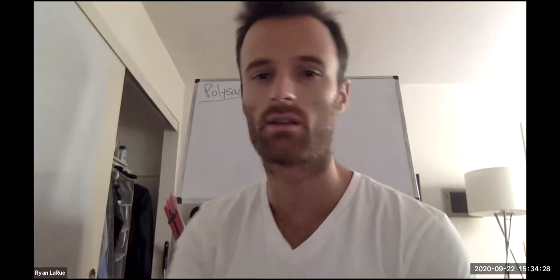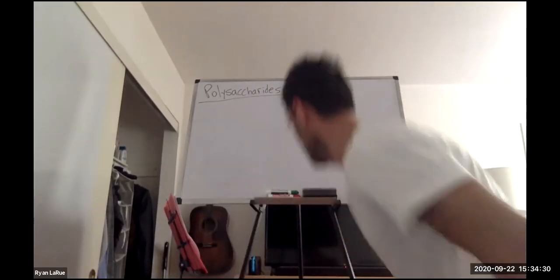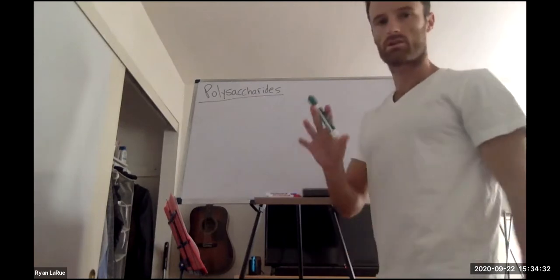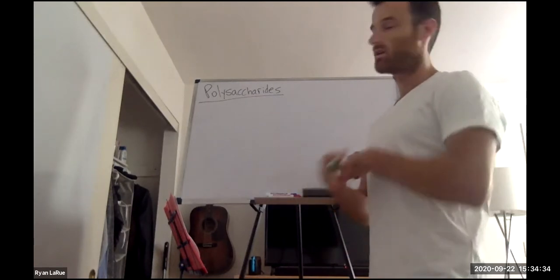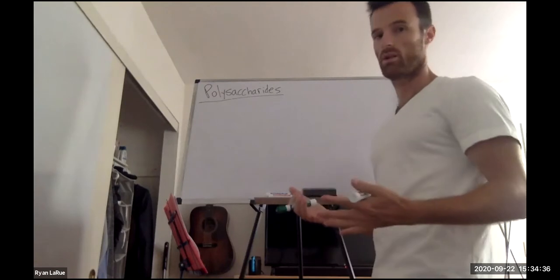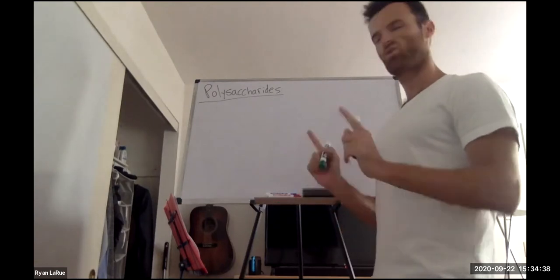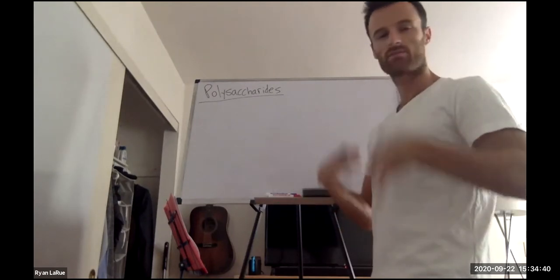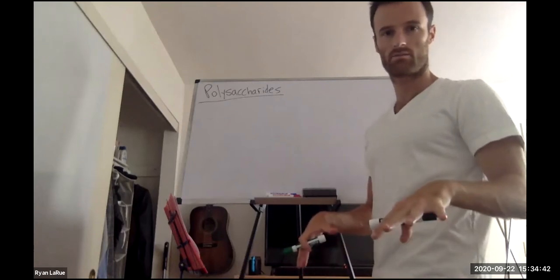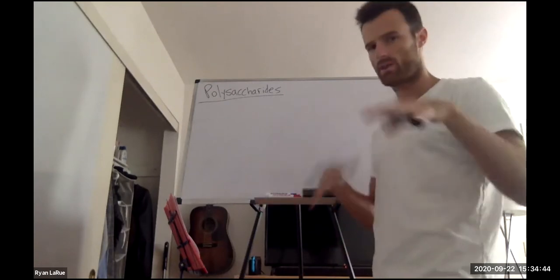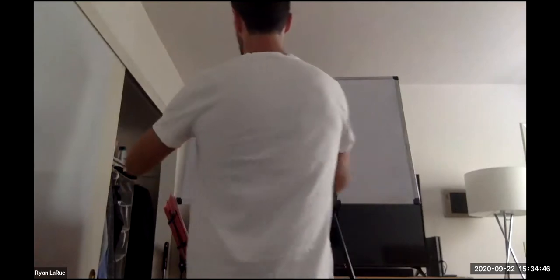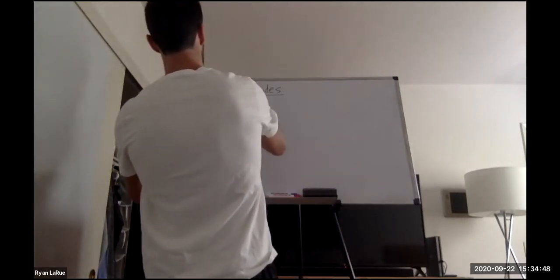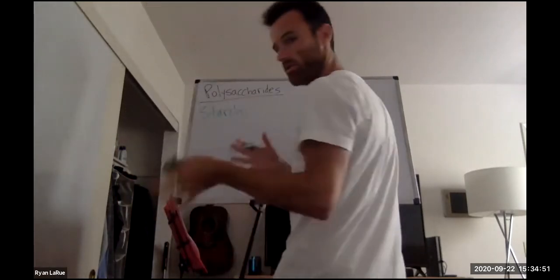So let's go back to the board here. I'm going to draw starch in green because one of the hallmarks of starch molecules is that they're only found in plants. We don't have starch in our bodies. We eat plants, we eat starch, but we don't have it in animals, okay? So starch is found only in plants.